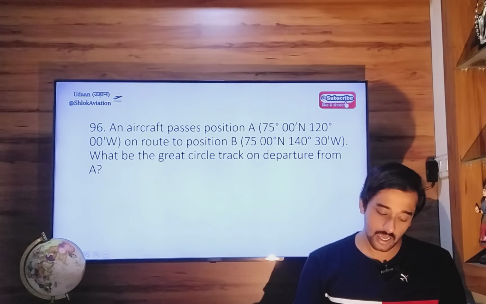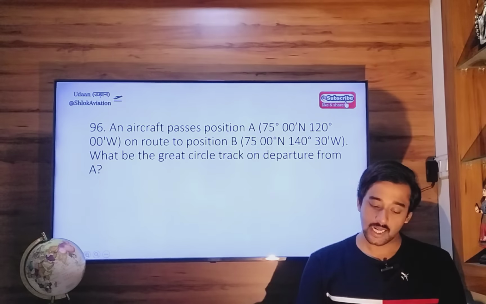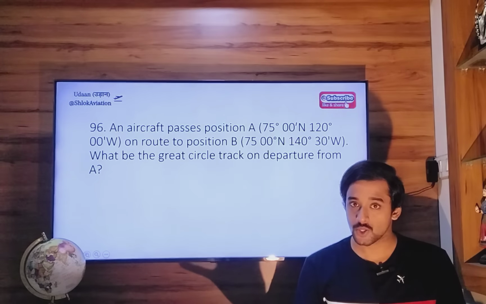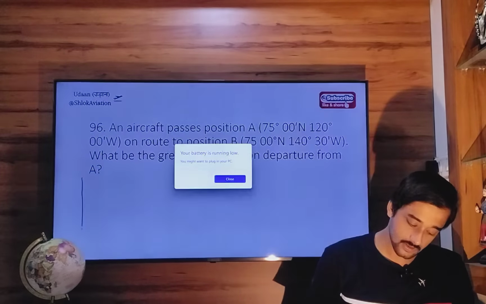Aircraft passes position A and goes to position B. What will be the great circle track on departure from A? So your initial great circle track. So this.